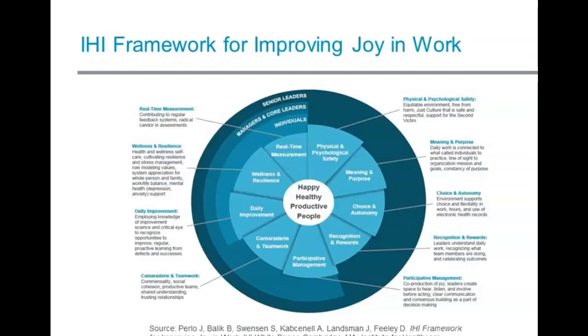The goal should be achieving joy, and this framework provides really concrete things around ways to get to that component of joy, including recognition and reward, participative management, camaraderie and teamwork, daily improvement, as I mentioned, having these improvement skills, feeling like you have autonomy, and then wellness and resilience are in there as well. And I'll note that a lot of organizations have done a lot with resilience training and other things, but I think that alone in a vacuum without a lot of these other types of things is not going to get organizations to where they need to be.